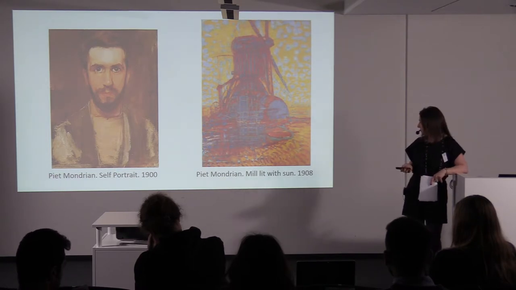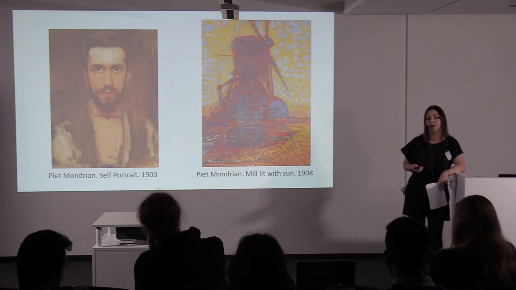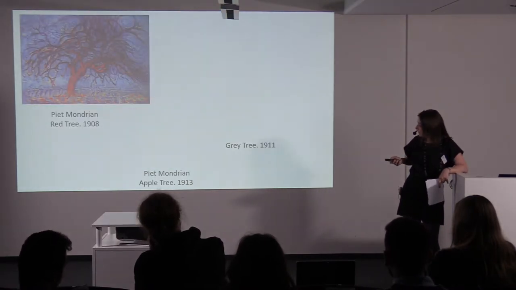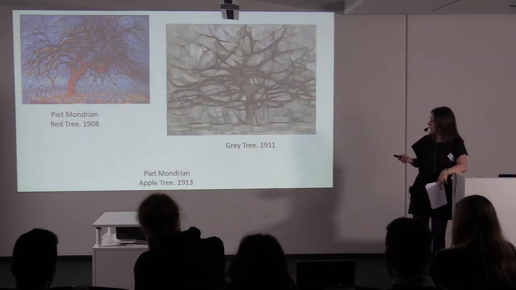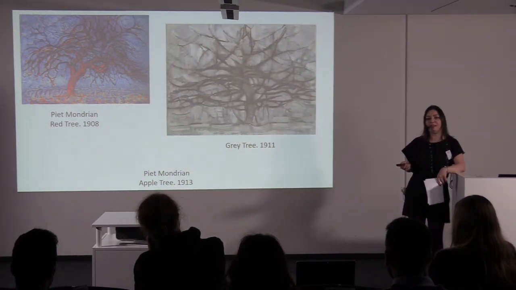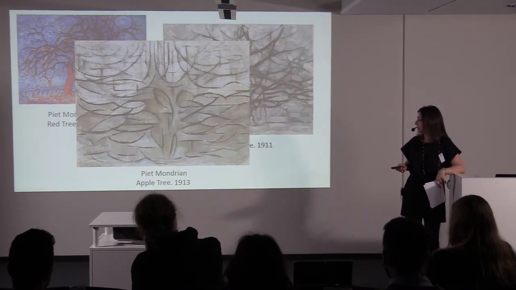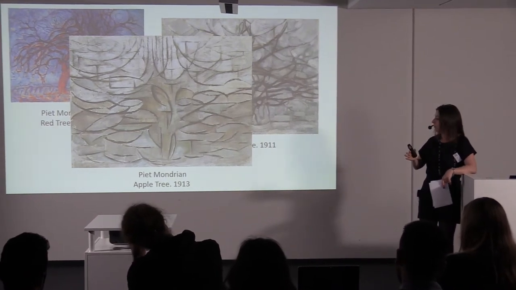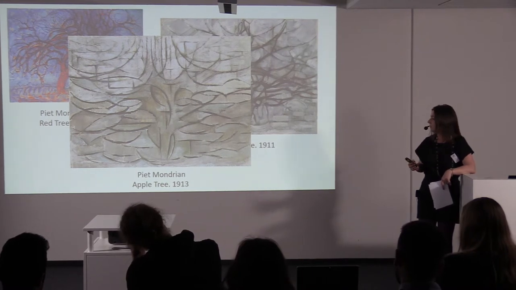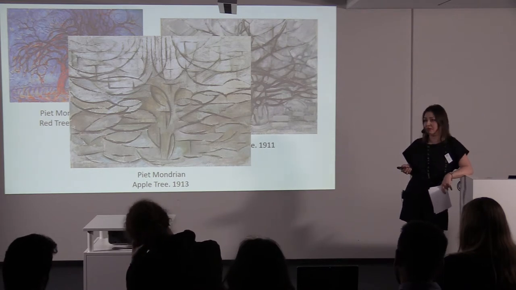art. But already in 1908, 1910, he started to develop a very special style, which is clearly seen in this evolution of compositions with a tree, like the red tree of 1908, the apple tree, the gray tree of 1911, and the apple tree in 1913. We can see how in 5 years, his style evolves to a very special geometrical form, which will lead later to neoplasticism, the special style he invented and developed.